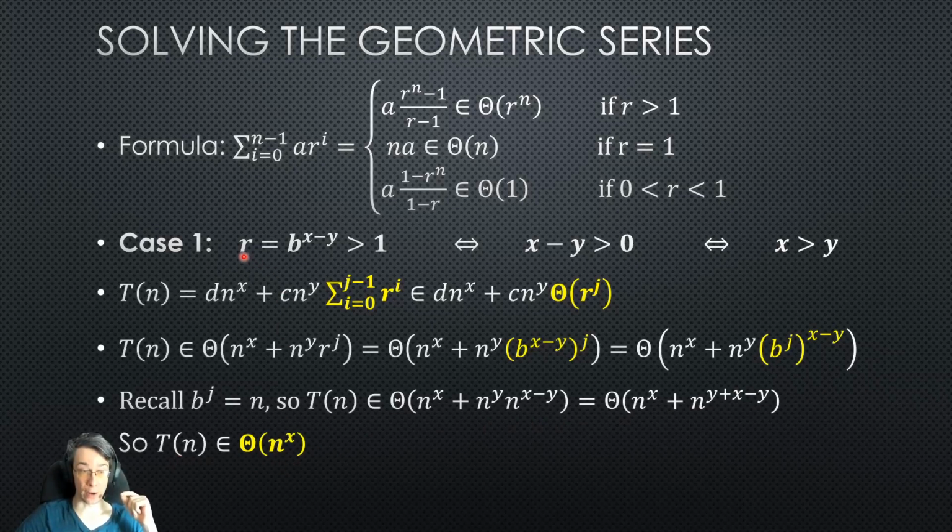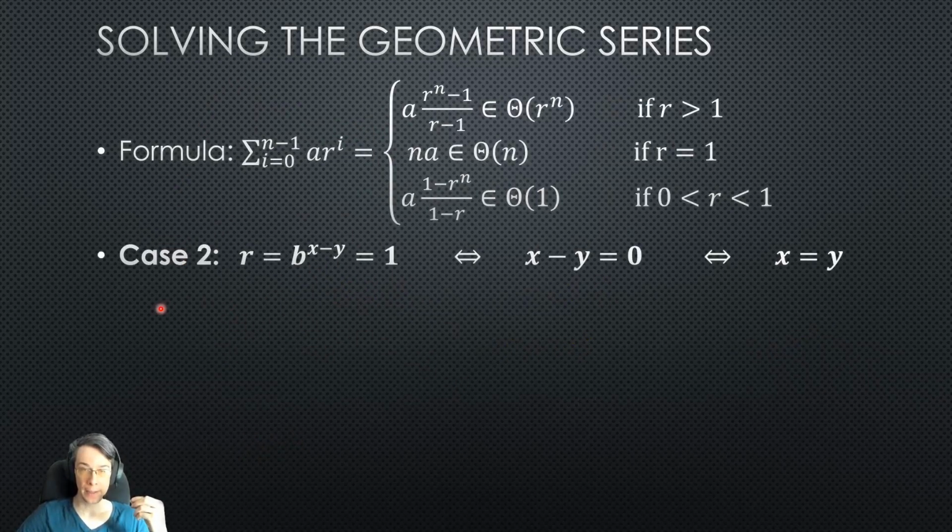So if our r is greater than 1, then T of n is in theta n to the x. And if you remember, x is log base b of a, where b and a are constants. So this is n to a constant, and you can calculate the constant based off of the a and b from the original recurrence. Okay, so that was case 1.